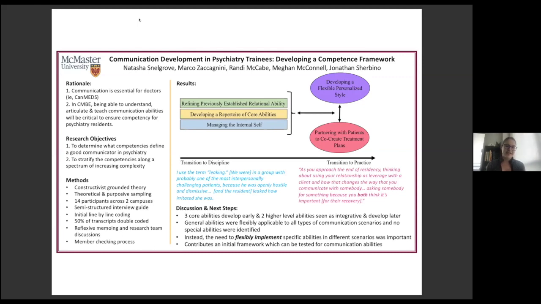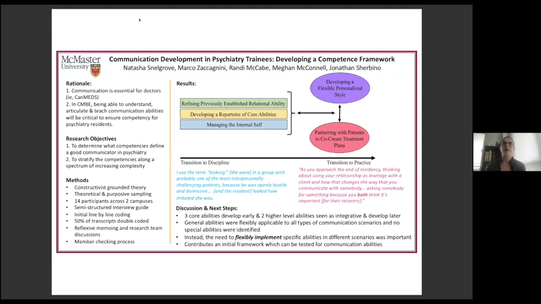So, communication development in psychiatry trainees, developing a competence framework. As a psychiatrist, when I was thinking about what I would want to do for a thesis project, communication really struck me as something that's really critical and important in our discipline, and not only in psychiatry, but also for all physicians.